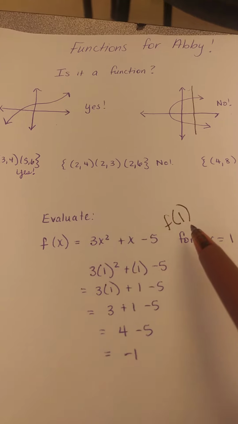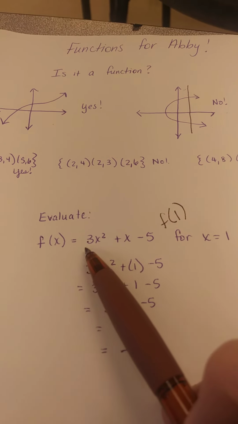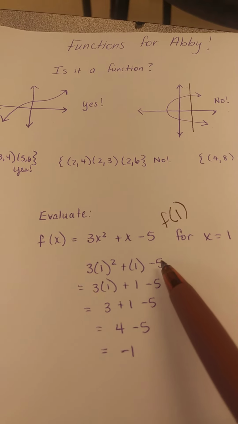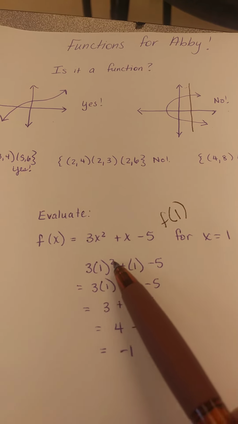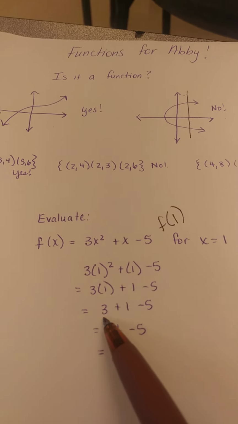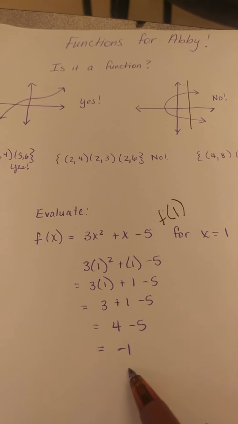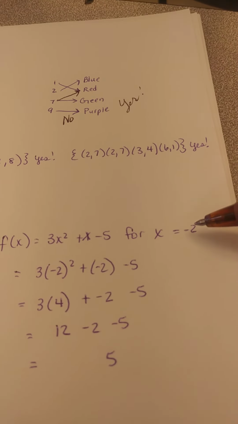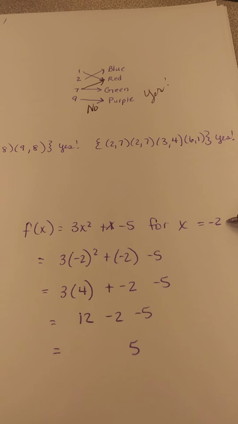So here's what I did for this one. F of 1 would be 3 times 1 squared plus 1 minus 5. And then you just simplify everything. 1 squared is 1. And then 3 plus 1 is 4 minus 5 gives me the negative 1. The parentheses are important, especially when you get negatives.